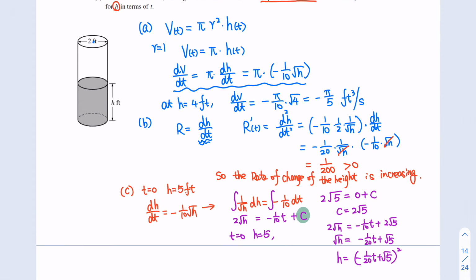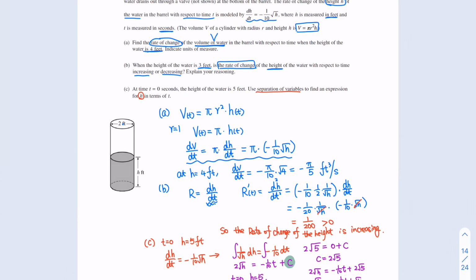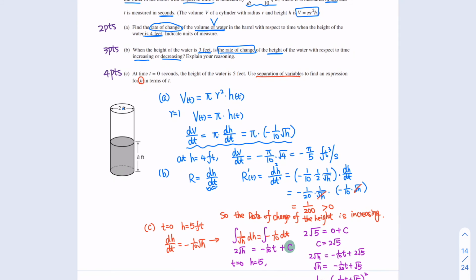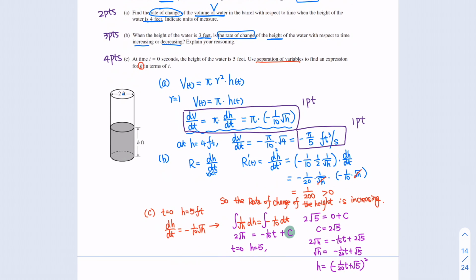Let's look at the rubrics: 2 points, 3 points, and 4 points. Part A, dV over dt: this part, 1 point. Final answer with unit, 1 point. Don't forget the unit here, okay?